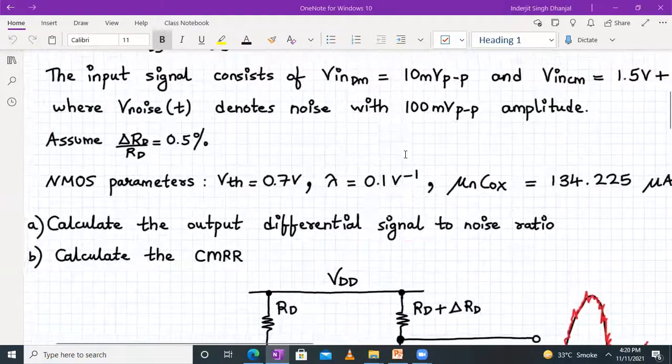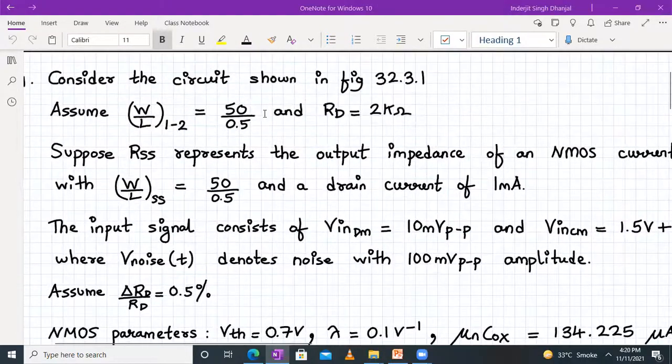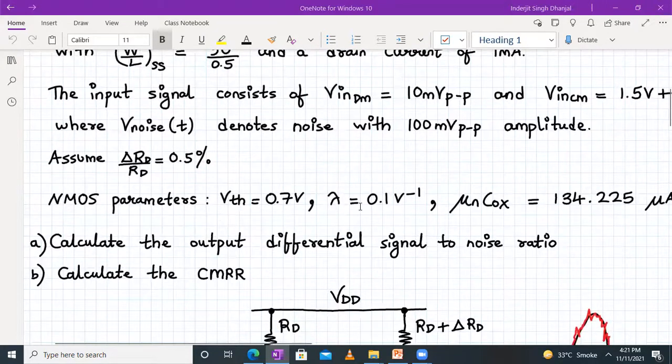See, the length of W by L of M1 and M2 is 0.5. So whenever we write 50 upon 0.5, it is 50 micrometer divided by 0.5 micrometer. So the length of M1 and M2 is 0.5 micrometer. The length of the transistor replacing the RSS impedance will also be 0.5 micrometer. Since the length of all the transistors is the same, the lambda value also will be the same.